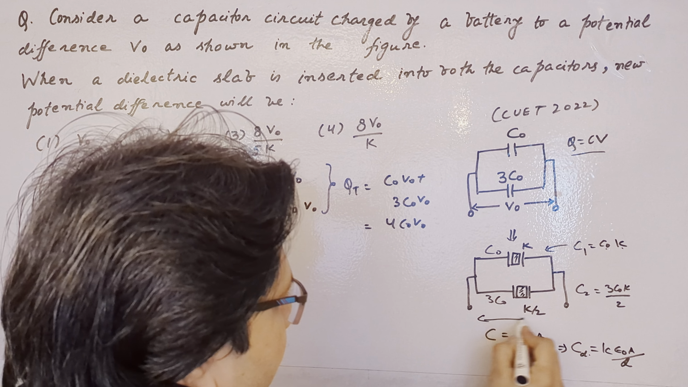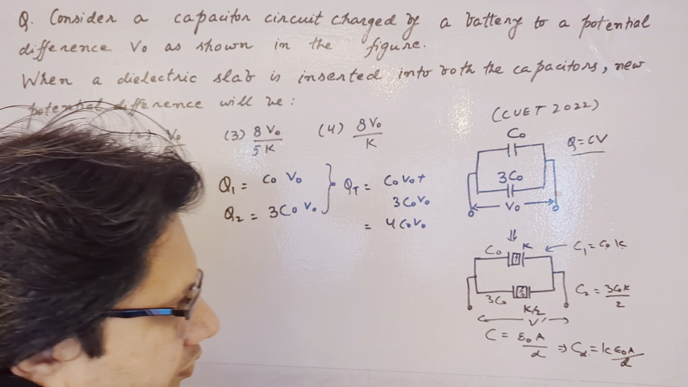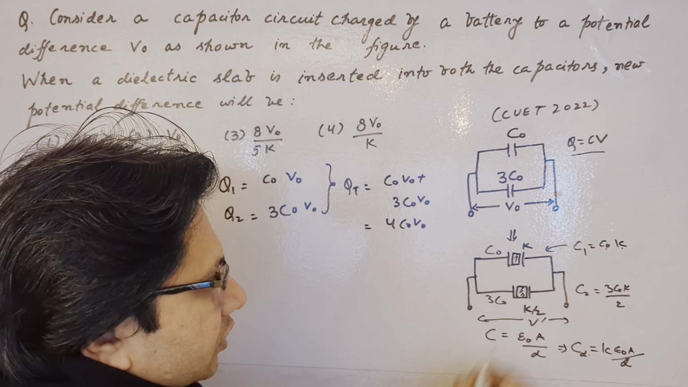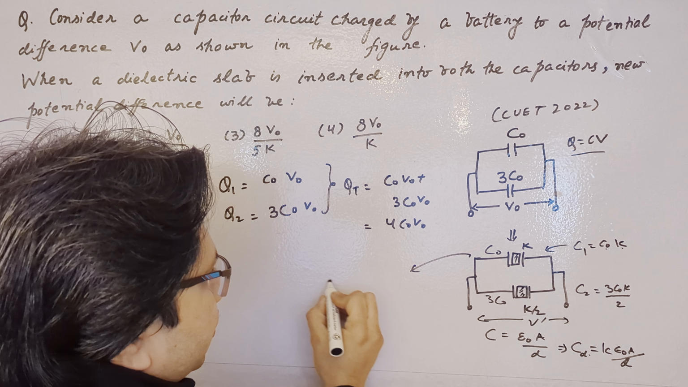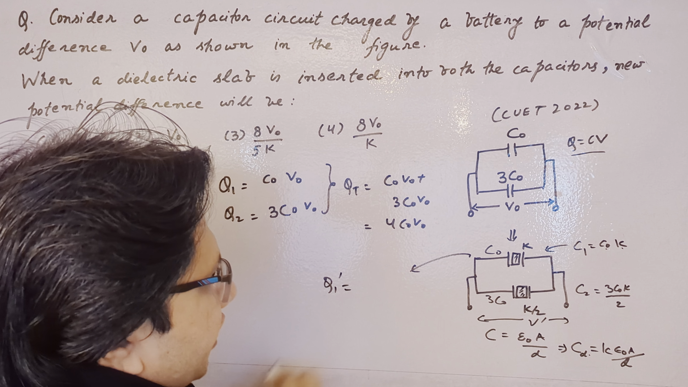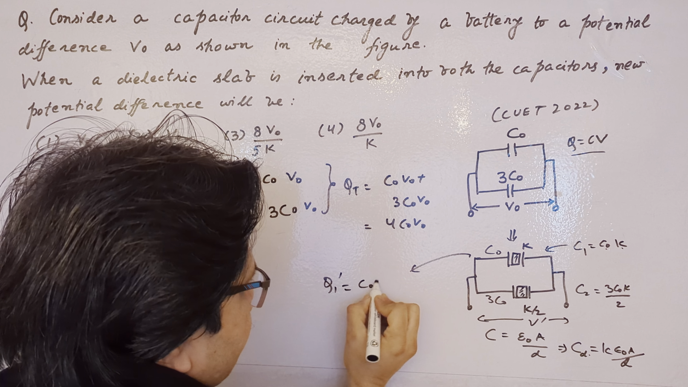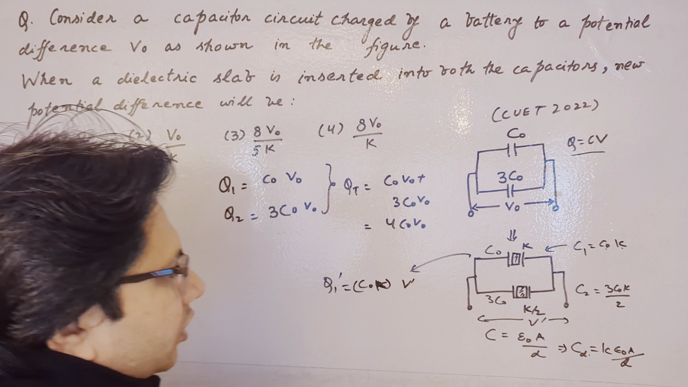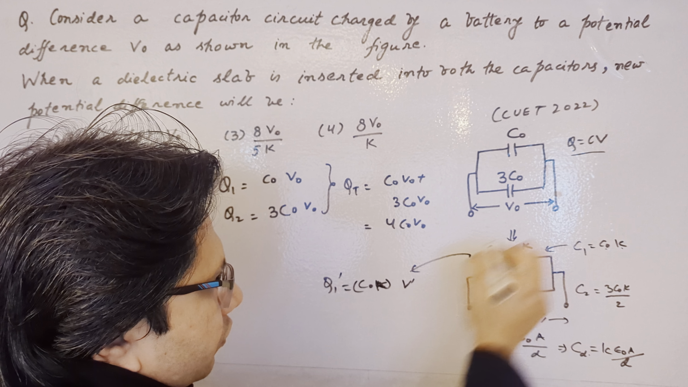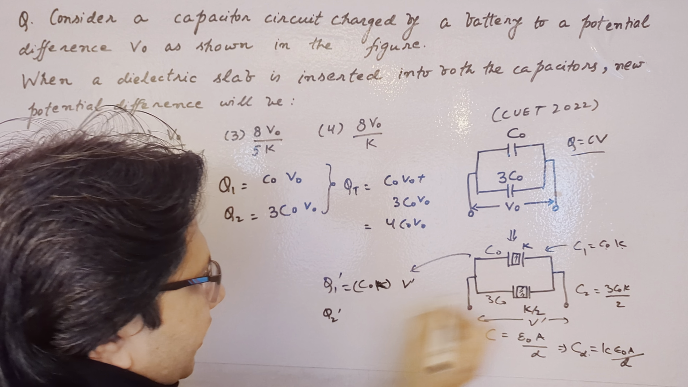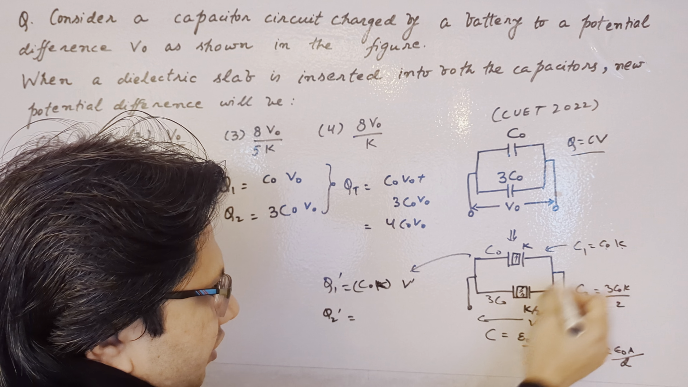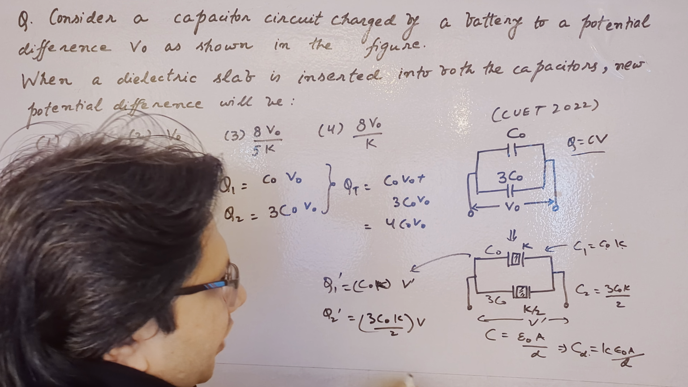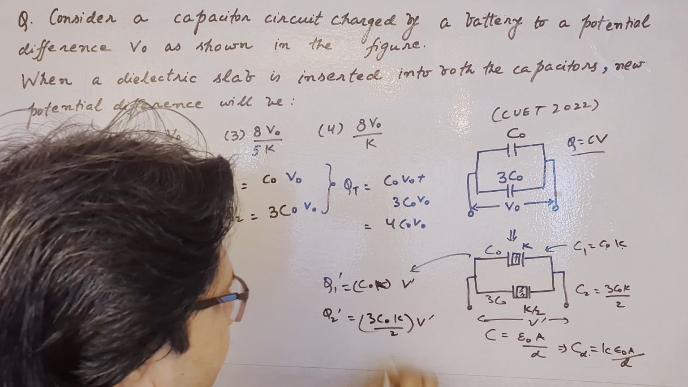Now let us assume that the new voltage is V dash. When the new voltage is V dash, the charge on the first capacitor, which we call Q1 dash, is equal to the new capacitance, C naught K, multiplied by the new voltage V dash. So C naught K V dash is the charge on the first capacitor. Similarly, the charge on the second capacitor, Q2 dash, is given by the new capacitance, 3 C naught K by 2, multiplied by the new potential V dash. So this is the second charge.